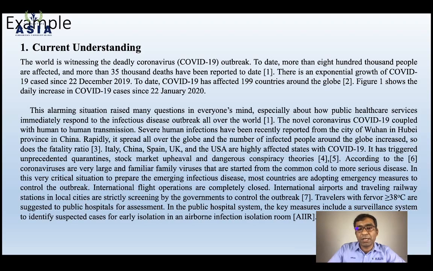And most importantly, we don't have any vaccination. An important factor is that all the economic activities are being suspended. Flights are not going, the supply chain is stuck, and so all these economic issues are there. So this is our current understanding of this situation.